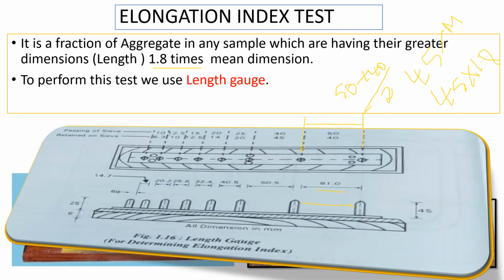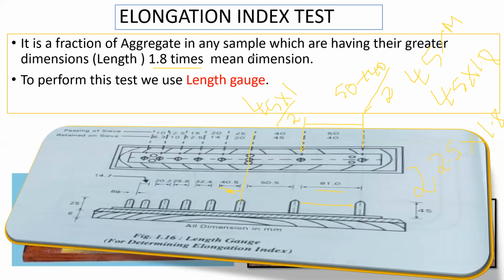It's written 81 here. Similarly, try to do it for this. 25 plus 20 is 45, and 45 divided by 2 comes out to be 22.5. So 22.5 is my mean size. To find the elongation index, 22.5 into 1.8 is what I need to do. If I multiply this by 1.8, I'm getting 40.5. So you can see 40.5 is a slot written here. In this way, all these calculations are done. You need to understand the formula for the elongation index.